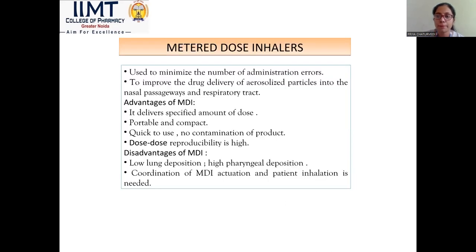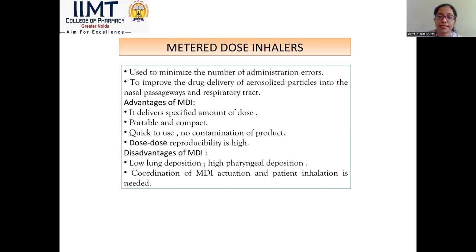Now coming to metered dose inhalers. These are used to minimize the number of administration errors. They are used to improve the drug delivery of aerosol particles in the nasal passageways and the respiratory tract.